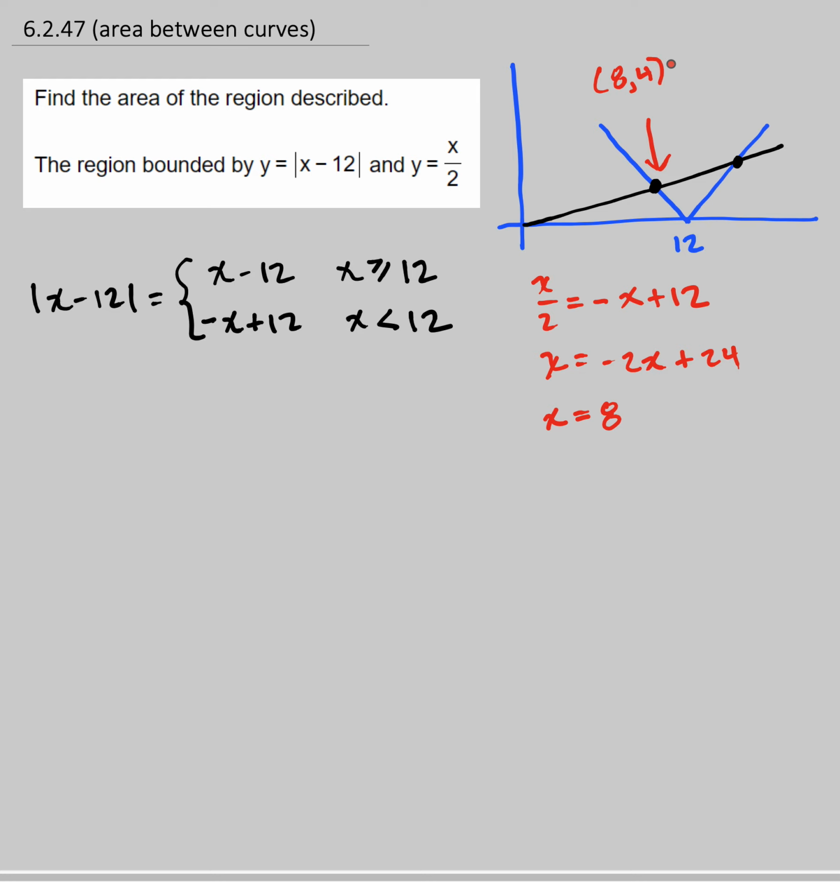And then let's go ahead and find the other intersection point. So the other intersection point, we're going to set x divided by 2 equal to, let's see, we're greater than 12 over there, so that's going to have a function value of x minus 12. Once again, we can multiply by 2. And this will end up giving x equal to 24. So this point over here will be (24, 12), since 24 divided by 2 is 12. So those are the two intersection points.